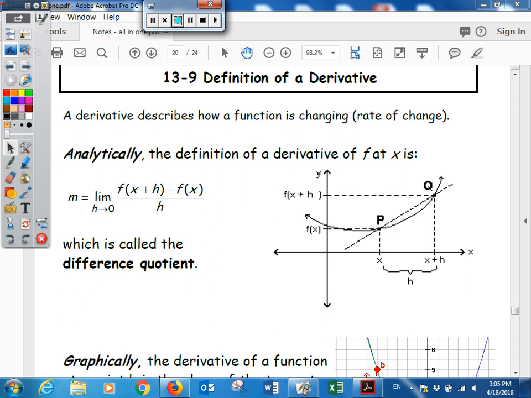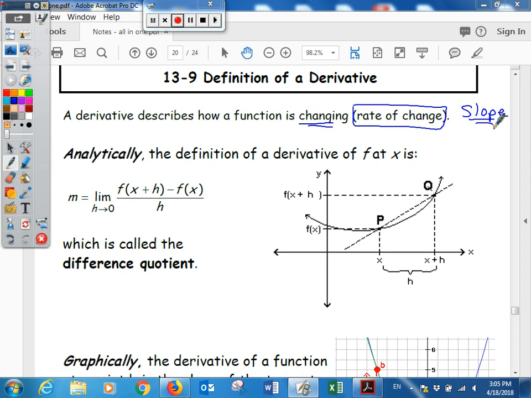So when we talk about a derivative, we're talking about how a function is changing. We specifically call it a rate of change. Okay, so a derivative describes a rate of change of a function. And you're familiar with the terminology rate of change when you talk about the slope of a line. When you're talking about the slope, you're also talking about the rate of change.